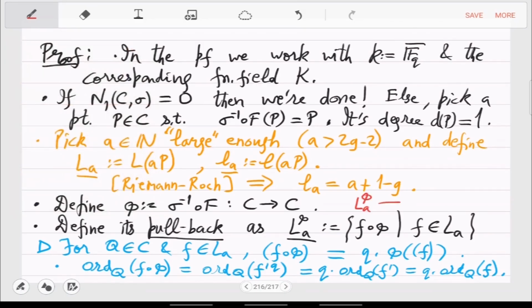LA phi is a pullback of the LA sheaf. So phi maps the first curve to the second curve. Over the second curve, the LA sheaf is defined, and it pulls back to the LA phi sheaf over the first curve. The arrow is reversed, and I have just made this explicit. So that's the pullback. This is the pullback denoted like this.